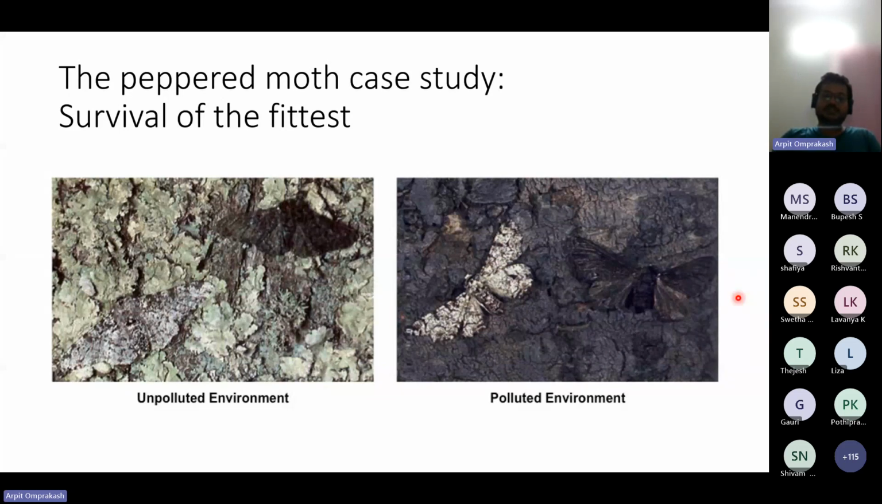And thus, in this case, after the industrial revolution, the fitter individual would be the one with the dark color, the dark morph. Whereas the white morph is no longer fit because the environment has changed and it's easier for birds to spot the white morph and eat them.